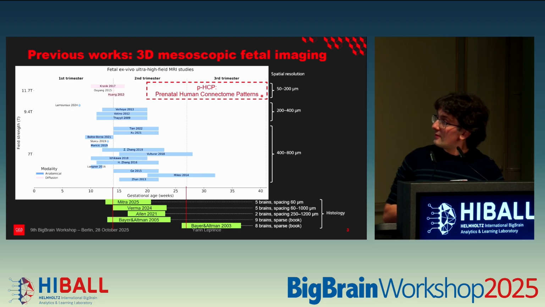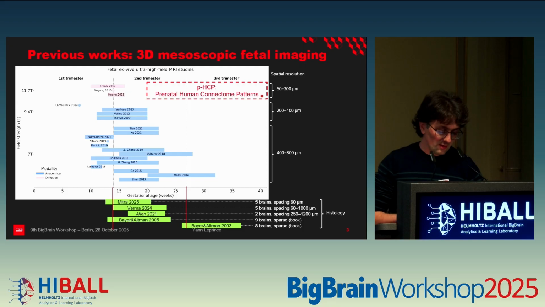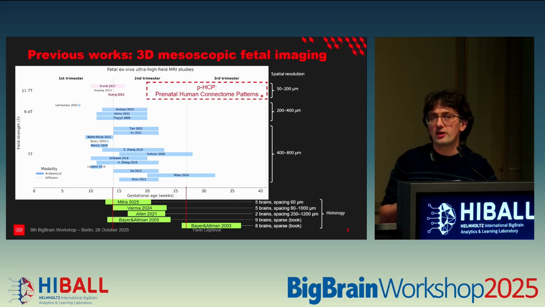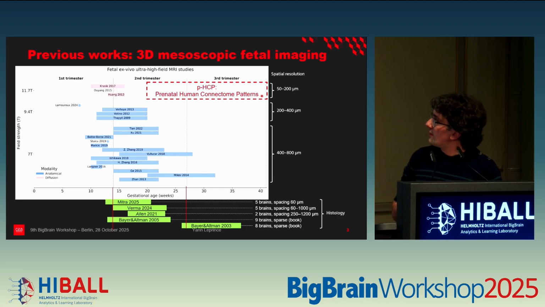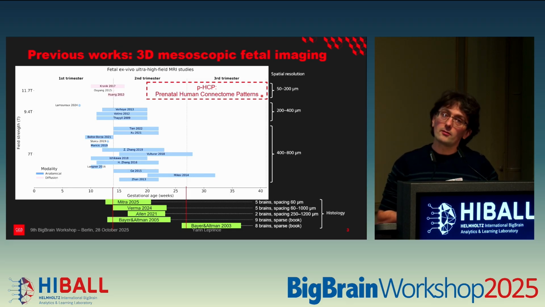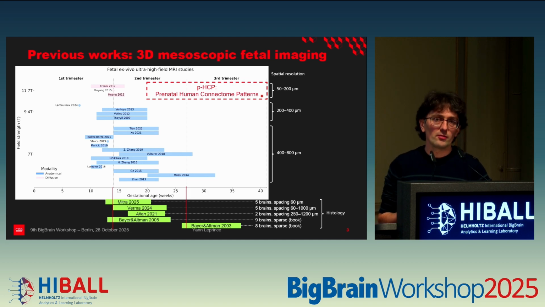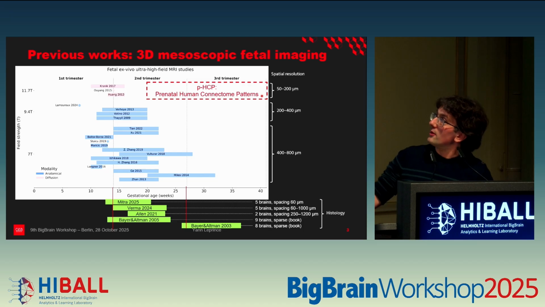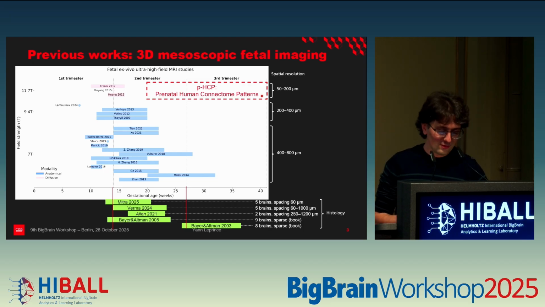On the bottom of the slide, you can see on the black background the histological studies, and until very recently, only paper-based book atlases were available with quite sparse coverage. And it's only with the recent papers by the Madras group that full brain, dense coverage histology has become available. Until now, however, they have been limited to the early second trimester, although I may soon need to update my slide.